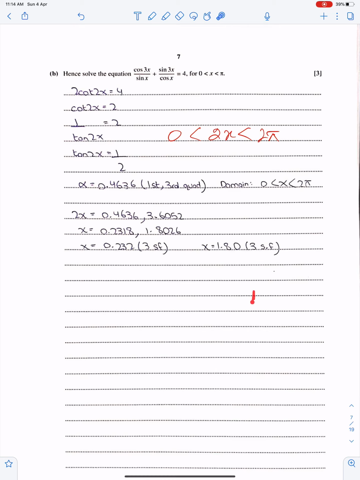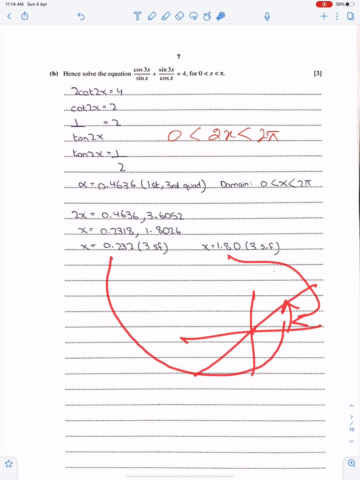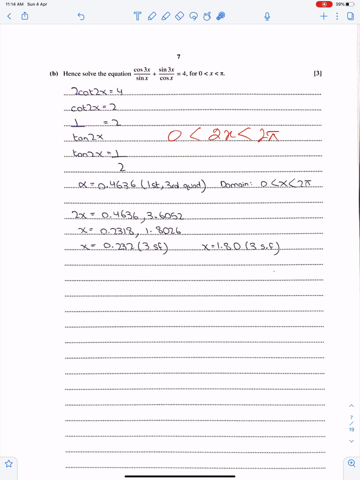So tan is in first and third quadrant. So the answer in first quadrant will be this. And this is the answer for first quadrant. When tan is in first quadrant, the answer is this. And when tan is in third quadrant, this is the answer. So finally, x is 0.232 and 1.80 up to 3 significant figures.